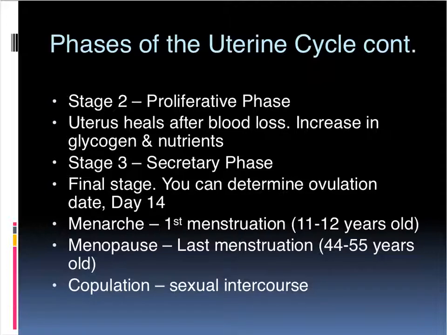Now remember, when I teach you this is the model. Menarche is the very first menstruation. It can start at 11, 12, 13 years old, depending on the individual female. And then menopause, that's the last menstruation, and again, that can occur from ages 44 to 55 years old. And then copulation is another name for sexual intercourse.